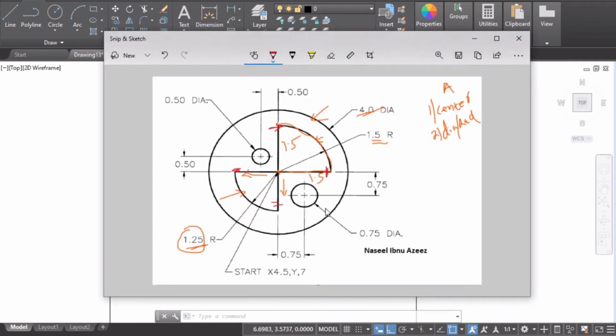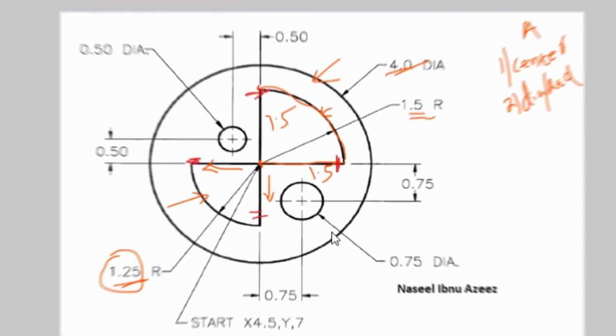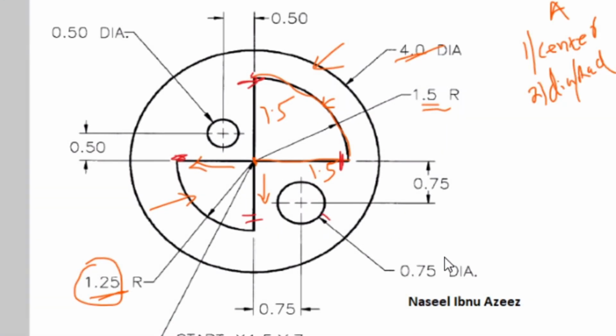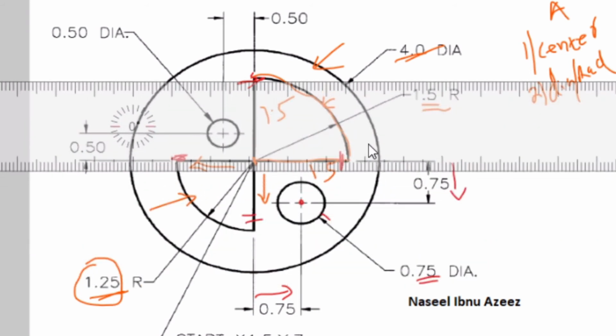Now get back to the question. We have two more circles here, one over here with a diameter of 0.75, and the center is here. It is not readily available, but you can see the center is shifted 0.75 from the horizontal line and the same distance, 0.75, from the vertical direction. So what we're going to do, we're going to draw two lines. Let me demonstrate it with the ruler.